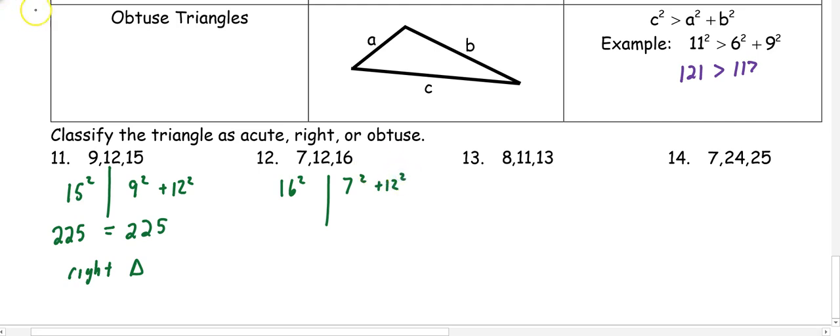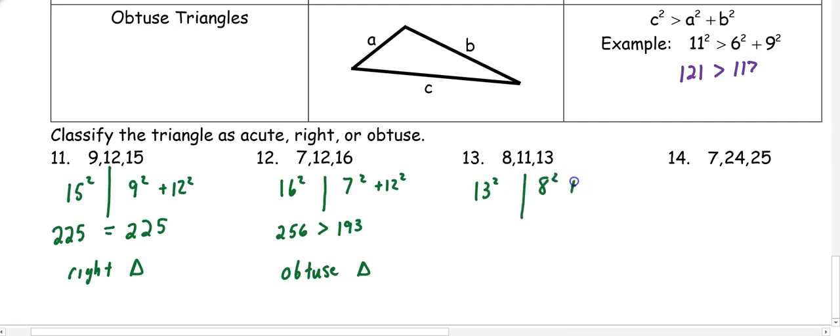So 16 squared would get us 256. And then we have 7 squared, which is 49, plus 12 squared, which is 144. It gets us 193. Well, since my hypotenuse squared is larger, this is an obtuse triangle. And in 13, my largest side is 13, so 13 squared, and then we do 8 squared plus 11 squared. So 13 squared is 169, 8 squared is 64, 11 squared is 121. So we have 185, which means my hypotenuse squared is smaller, so this would make an acute triangle.